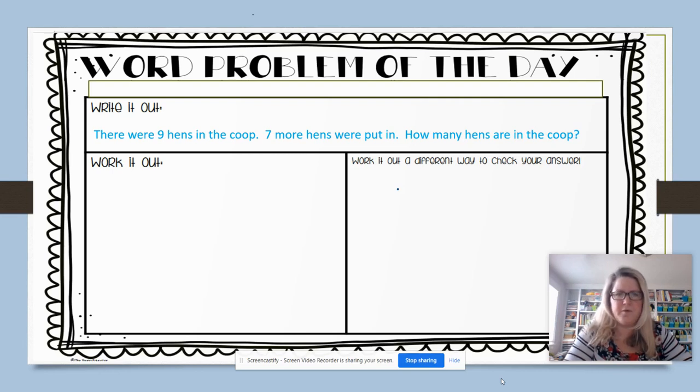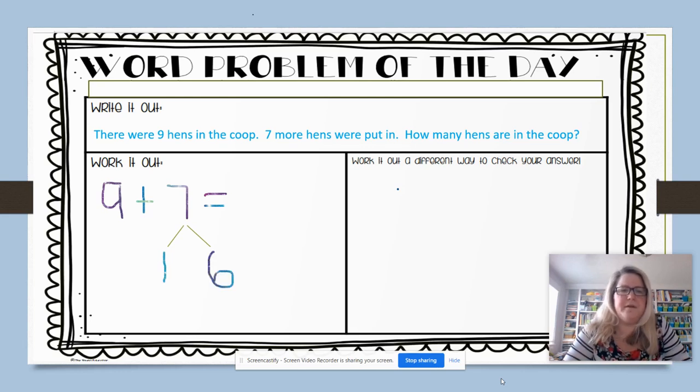So the first thing I'm going to do, as we always do, is to write the number sentence. Now I know it says how many hens are in the coop, so that tells me it's an addition problem. So I'm going to write 9 plus 7 equals. And now I'm going to use a number bond strategy. So I'm going to break up my 7 because I know that 9 is closer to 10. And remember, we don't break the one closer to 10. So I'm going to break my 7. And I know I'm going to have to break it into a 1 and a 6.